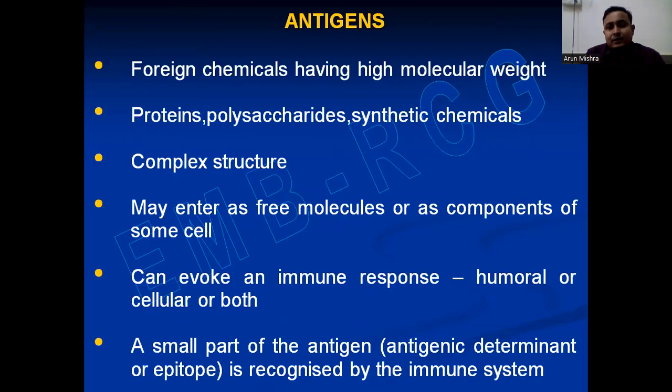Now, what are antigens? Basically, all the foreign chemicals having high molecular weights: proteins, polysaccharides, synthetic chemicals, complex structures. They may enter as a free molecule or as a component of some cell. They can evoke an immense immune response, humoral or cellular or both. A small part of the antigen, known as the antigenic determinant or epitope, is recognized by the immune system.